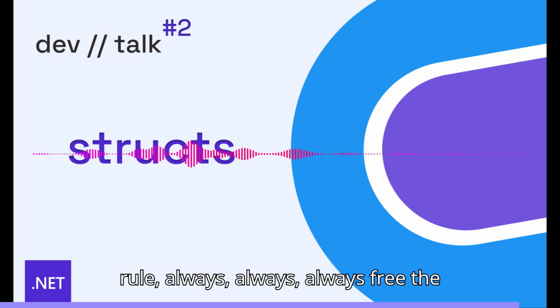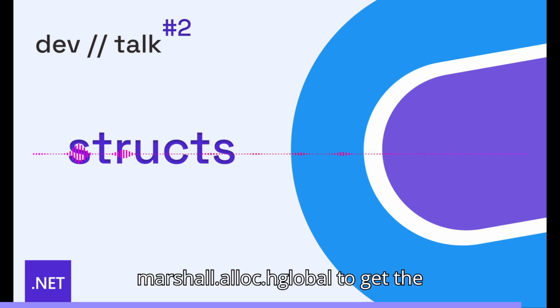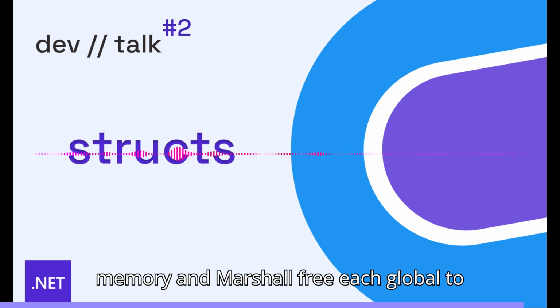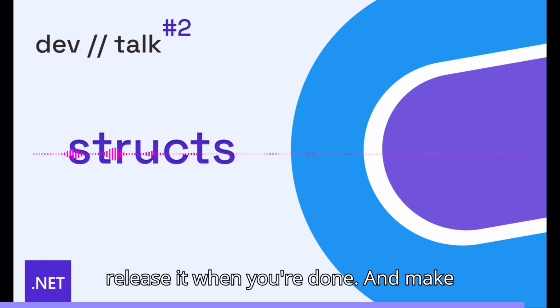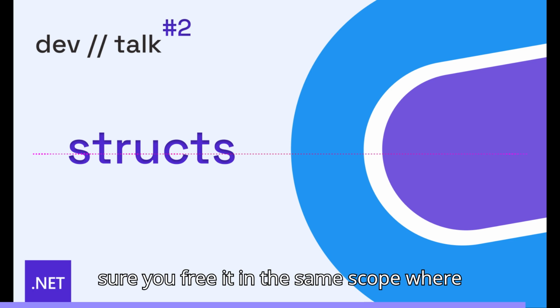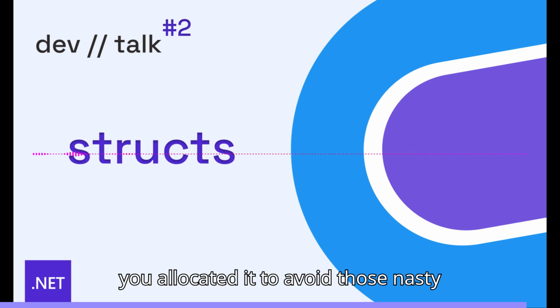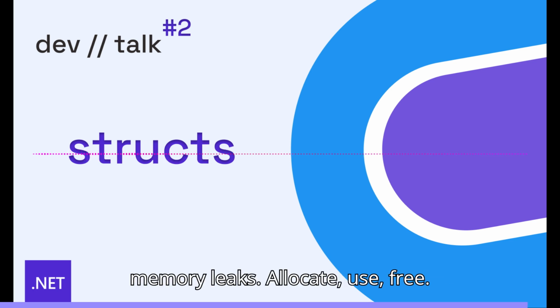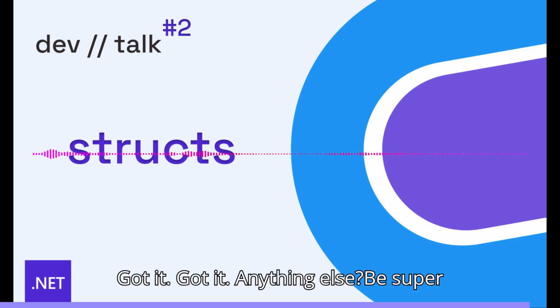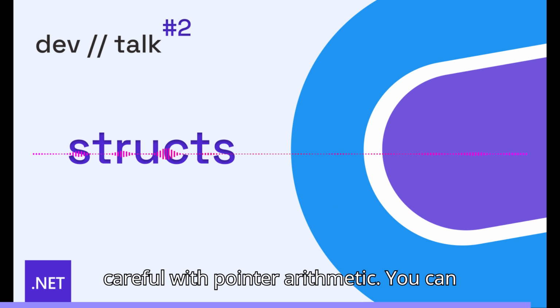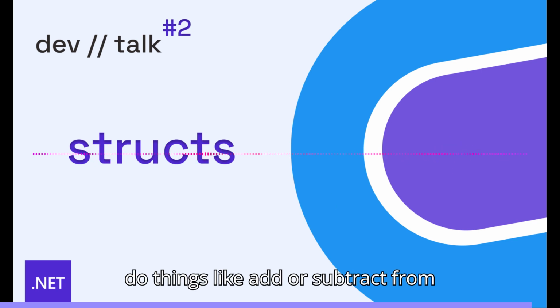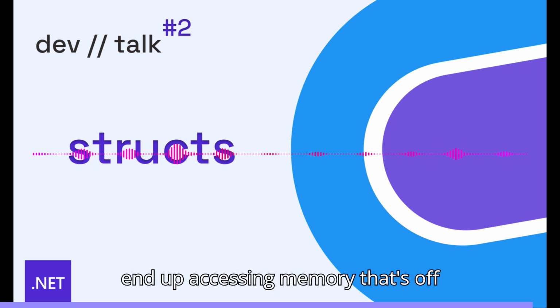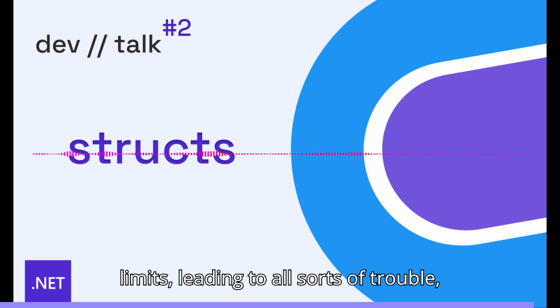First rule. Always, always, always free the memory you allocate. Use Marshal.AllocHGlobal to get the memory and Marshal.FreeHGlobal to release it when you're done. And make sure you free it in the same scope where you allocated it to avoid those nasty memory leaks. Allocate, use, free. Got it. Anything else? Be super careful with pointer arithmetic. You can do things like add or subtract from pointers, but if you mess up, you could end up accessing memory that's off limits, leading to all sorts of trouble.